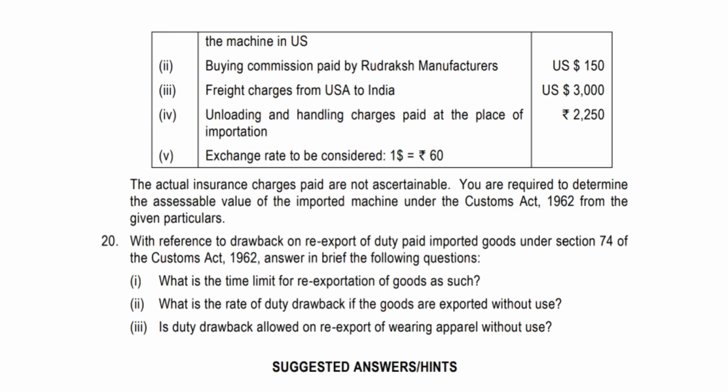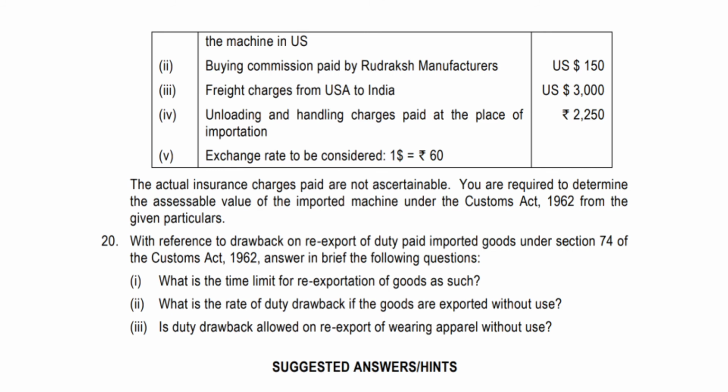Now question number 20. With reference to the drawback on re-export of duty paid imported goods under Section 74 of the Customs Act 1962, answer briefly the following questions. What is the time limit for the re-exportation of goods as such? When goods are to be re-exported, the time limit is 2 years from the date when the goods arrived here. And what is the rate of duty drawback if the goods are exported without use? That is 98% of the duty.